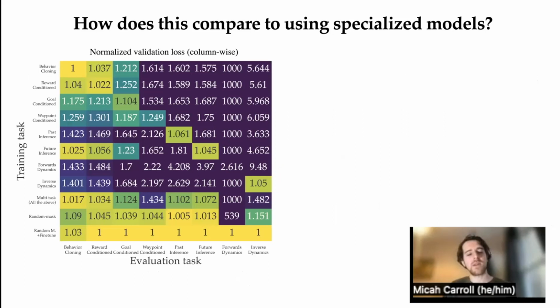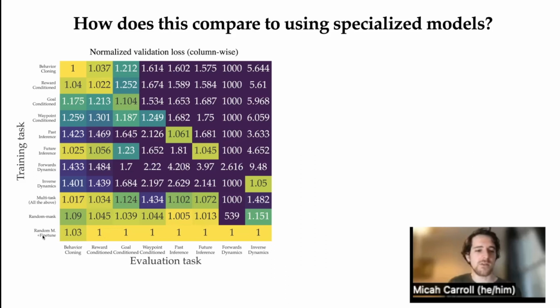But one thing that we found is also, so this is a bit of a hard-to-read graph, but the main thing here is that each column has been normalized, and the value of 1 is the best performing model.